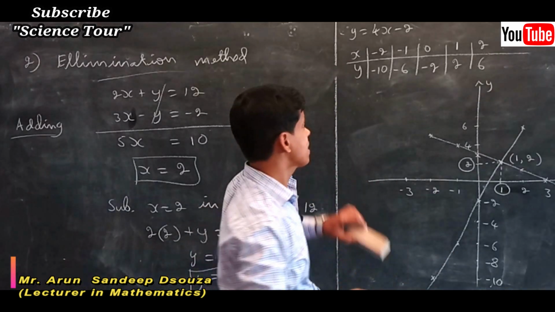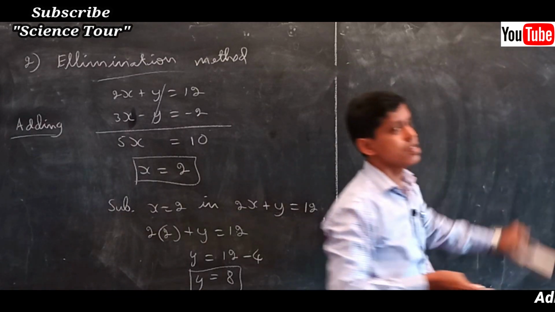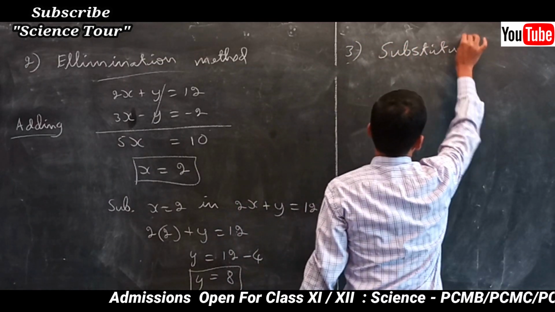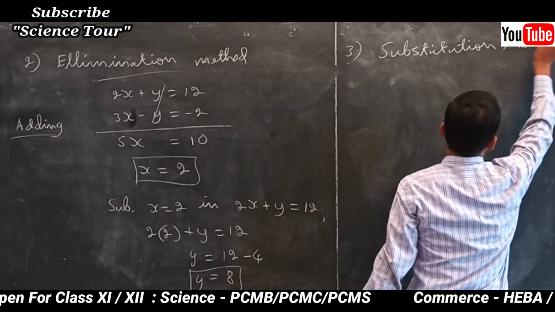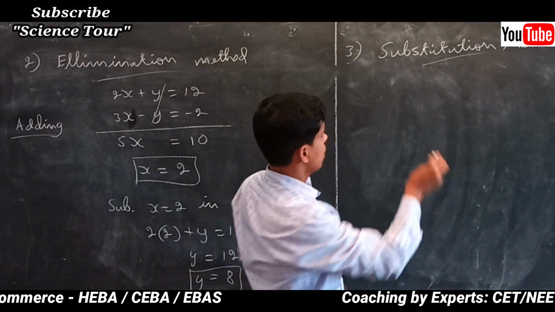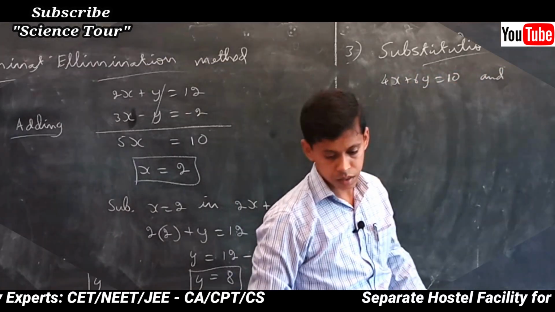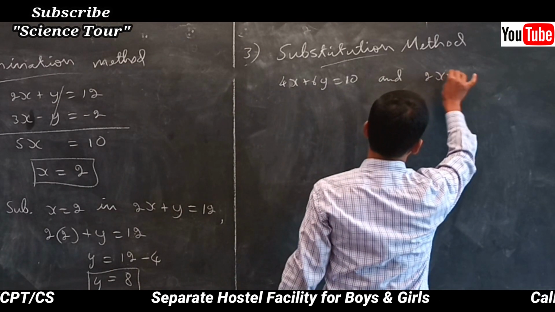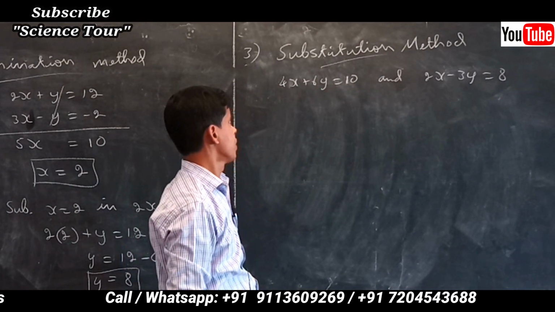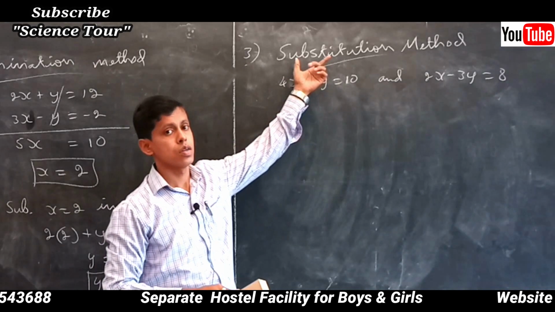Alright. Now, what is the next method that we have? The next method is the substitution method. Okay. Substitution method. I am taking an example. Okay. The example being 4x plus 6y is equal to 10 and 2x minus 3y is equal to 8. Now, using this example, I am going to explain what is the meaning of the substitution method.